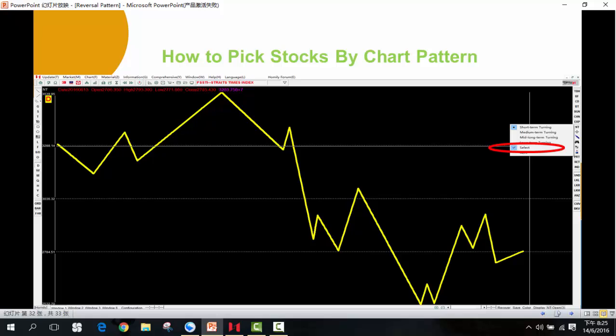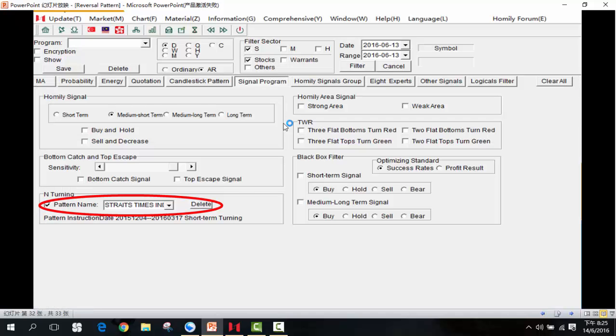Firstly, we can click NT. We can click select. If we click select, we can choose a pattern like the bottom pattern, the top reversal pattern. Okay. Then how to select stocks? If you find some pattern, you can use the pattern to select some stocks. This is the pattern name and turning, right? This is the STI index.